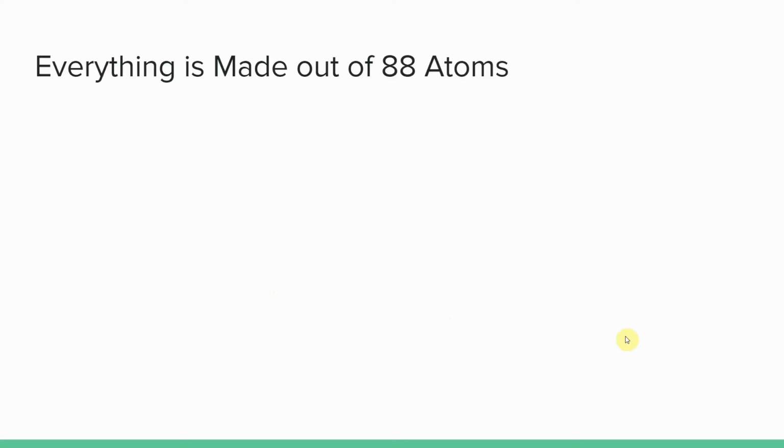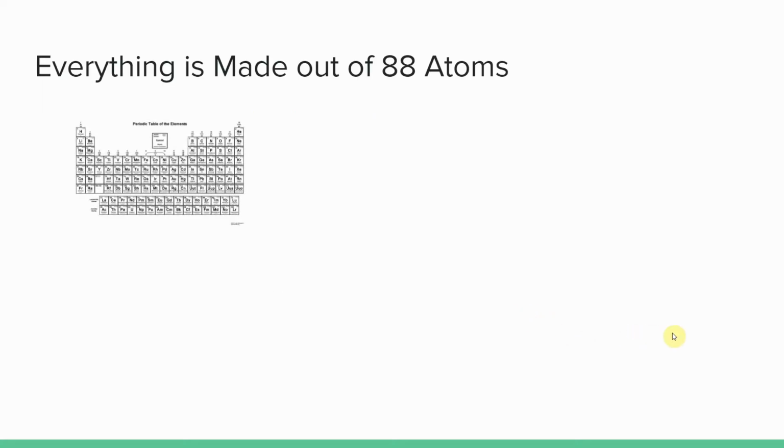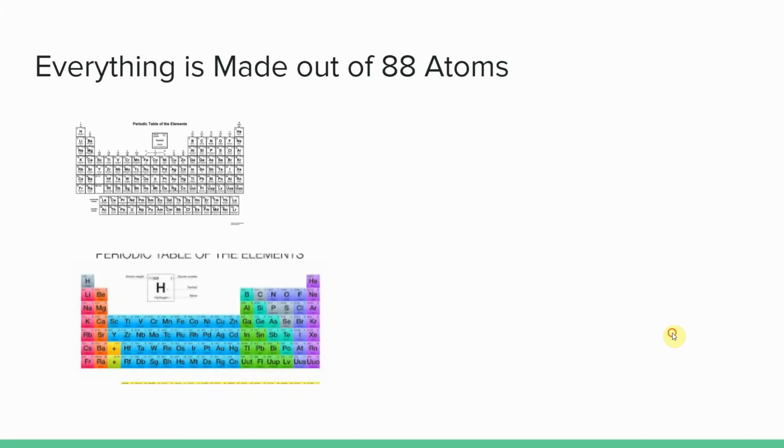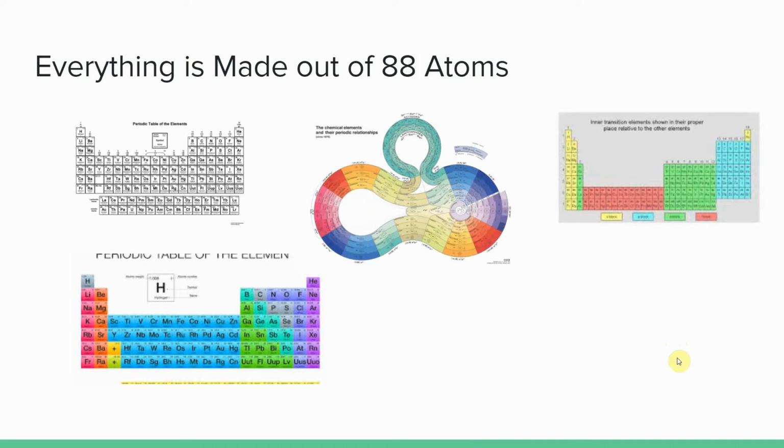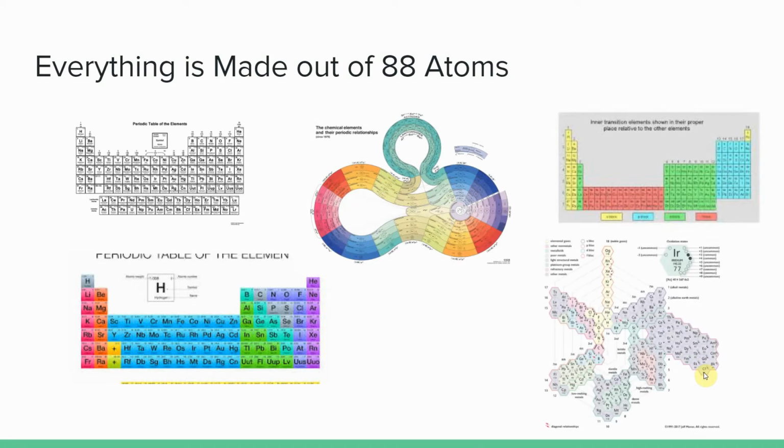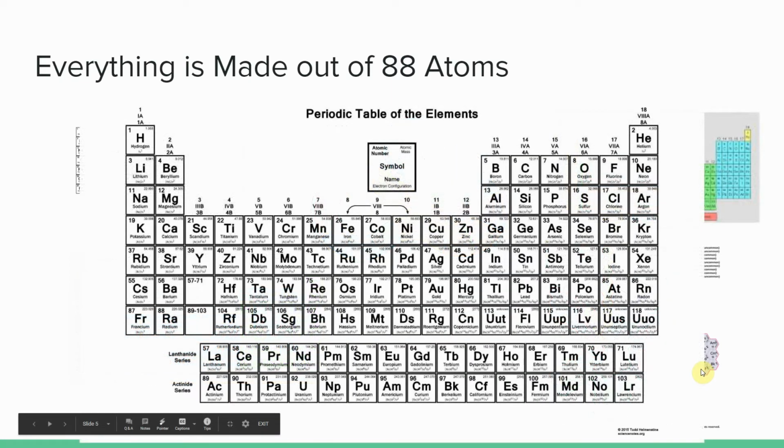So our goal is to know how the periodic table organizes these naturally occurring 88 atoms that everything is made of. So periodic tables can look a lot of different ways. Some are more colorful than others. Some are stretched out a bit more. Some are flat out bizarre. I don't know if you've ever seen that one or this one. But their goal is always to organize information about atoms. And there really are only 88 naturally occurring atoms.